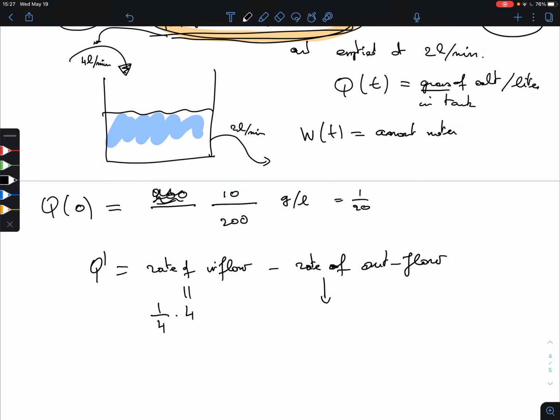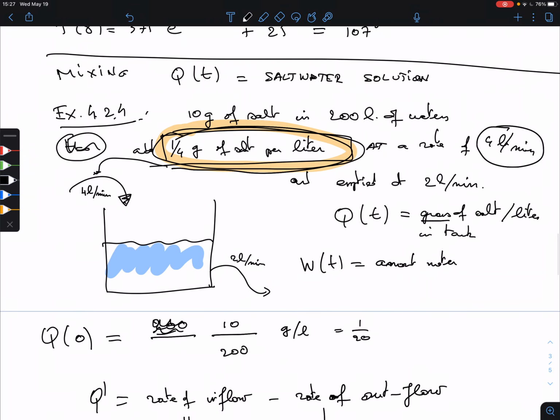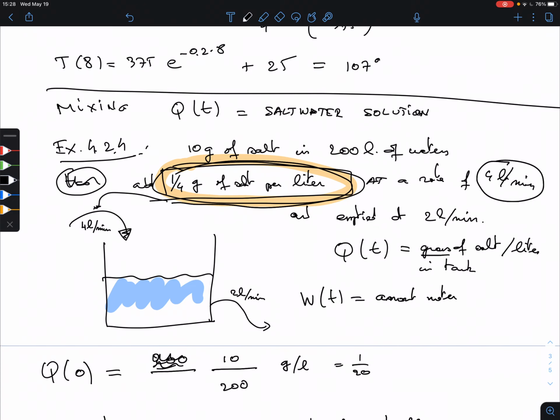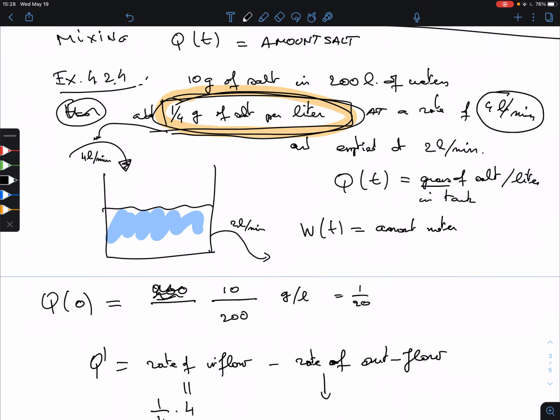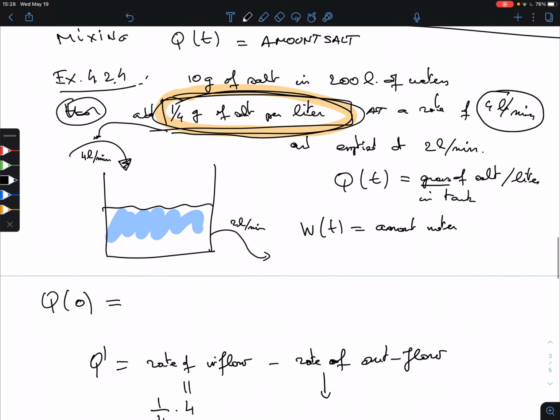Oh, sorry, wait, okay. I think I made one mistake, and that's why I kept checking it. Q(t) is the amount of salt, sorry. Not the concentration, but the amount of salt. So the initial condition, I was wrong: I said this was the rate, that was the concentration. No, the initial condition was just 10. The amount of salt was 10 grams in the water. So at any time we're measuring how much salt we have in the tank.